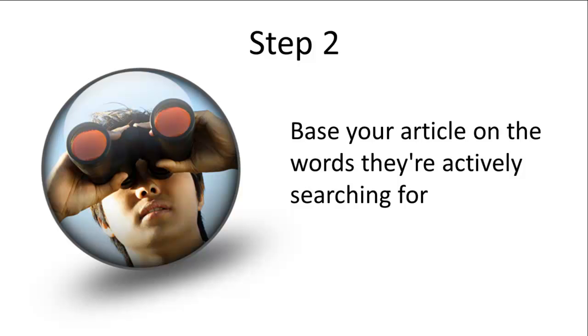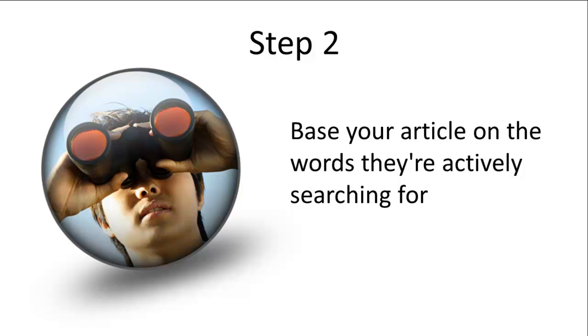Number 2, base your article on the words they're actively searching for. In order for your article to be found, you need to identify the words and phrases people are using in the search engines when they're looking for the help you have to offer. To do this, brainstorm a list of words that are relevant to your market and applicable to the topic of your article. Once you have a good list, use the Google Keyword Planner to find specific keywords that are being used by the people you can help. Then use this list of keywords to narrow down the focus of your article and to help you plan the content and structure.